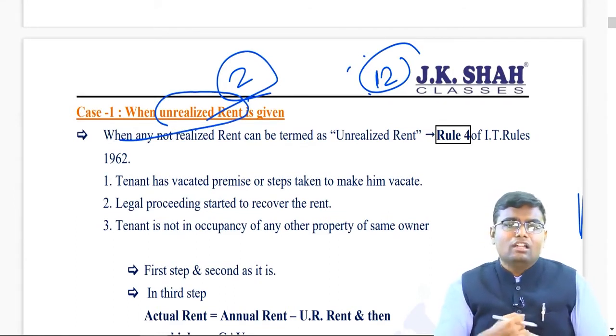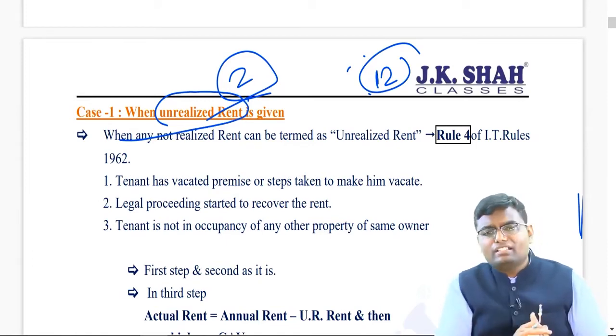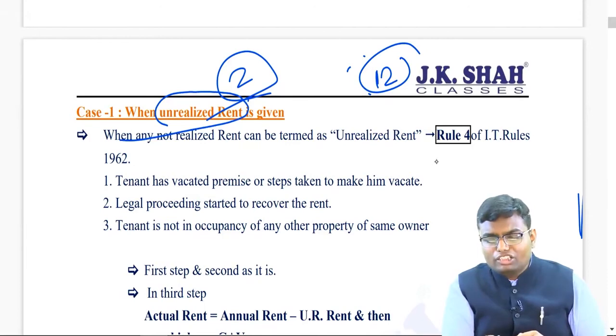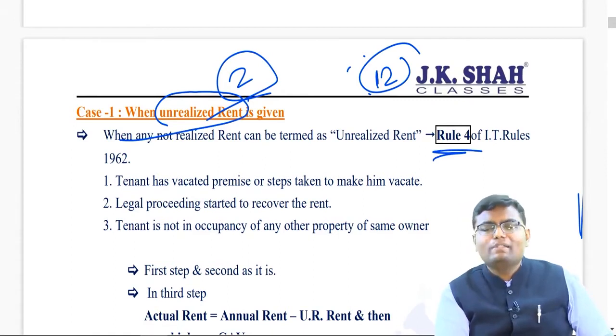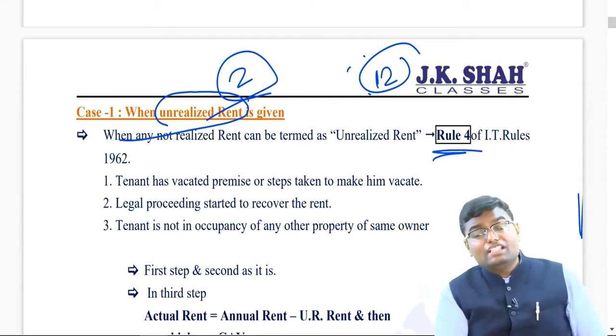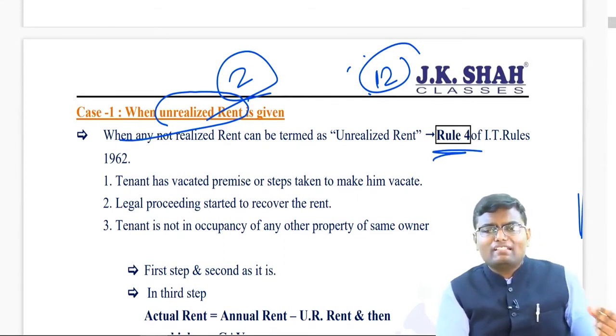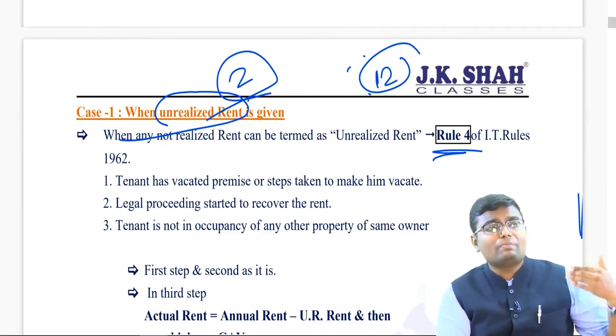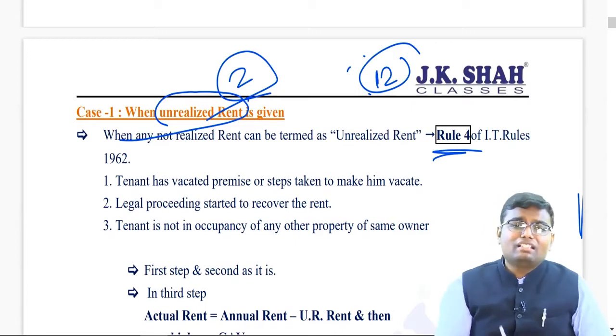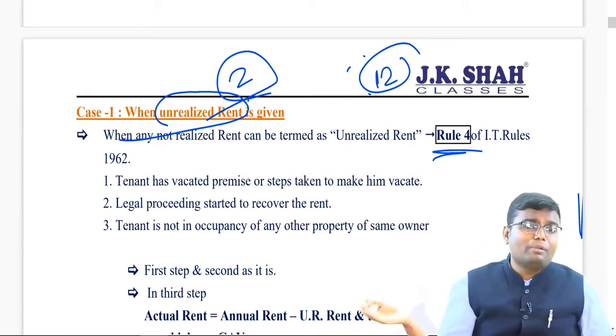What is it called? Unrealized rent. Any rent which is not realized can be called unrealized rent if the conditions of Rule 4 are satisfied. Number 1, the tenant has vacated the premises or steps have been taken to make him vacate. Obviously, if he is not paying the rent, you will throw him out of the property. Second condition, you should have taken steps to collect the rent. You should take some legal proceedings to prove that it was a genuine case. And third, if you have given him 2 properties on rent and he is not paying you the rent of 1 property, obviously you will throw him out of both the properties, no? Because you have a fear that he may not pay the rent in future. And that's why the third condition says the tenant is not in occupancy of any other property of the same owner.